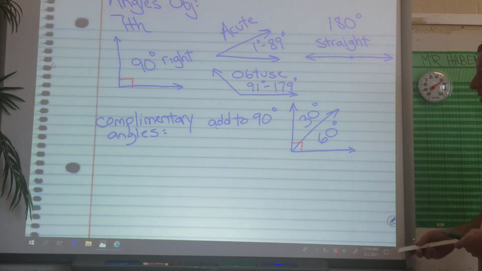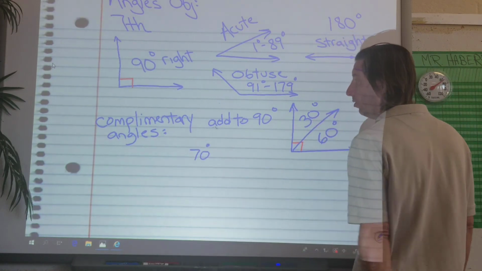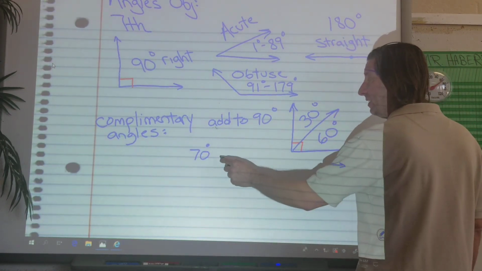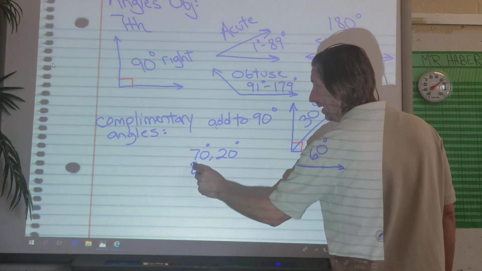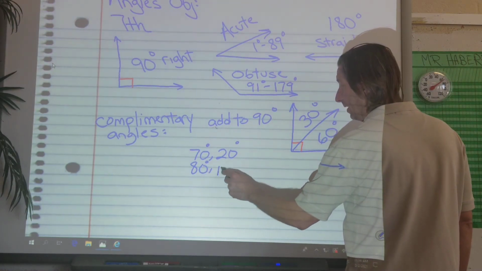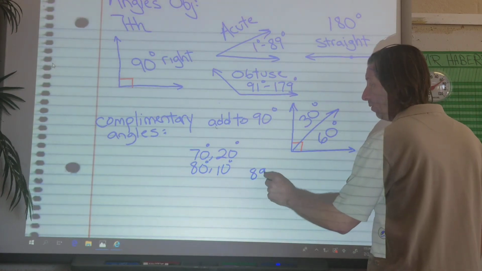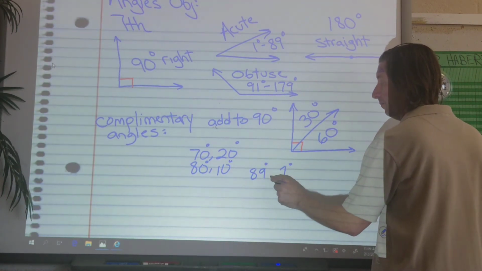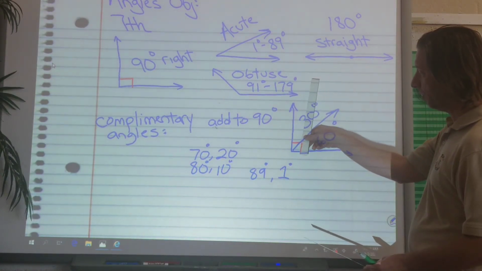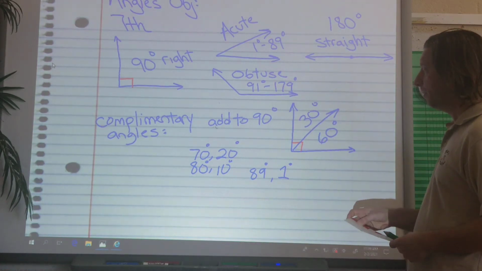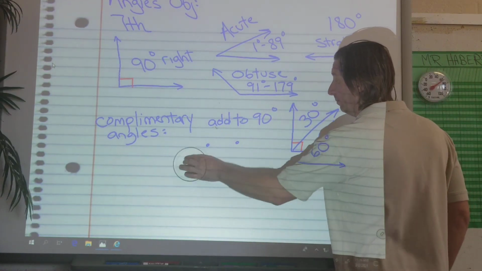Now I could say, what if it was 70 degrees? What would a complementary angle be to 70 degrees? Well, what would I add to 70 to get 90? That'd be 20 degrees. Or I could say 80 degrees. What would I add to that to get 90? I'd add 10 degrees. And we could even say 89 degrees. What would I add to that? 1 degree. So those are complementary angles, and all that does is shift where this is on the 90-degree angle. So complementary angles add to 90 all the time, always, no matter what.